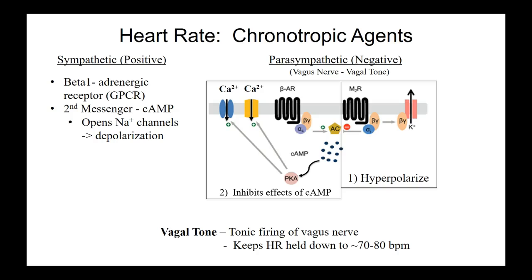Everybody following me on this? So the parasympathetic does two things. It causes potassium ion channels to open, and it's interfering with the ability of the sympathetic nervous system to make as much of that second messenger, right? And that second messenger is important for opening the sodium ion channels. Okay? So there's two things the parasympathetic does to interfere with the ability to increase heart rate. So I see some puzzled looks out there. Yeah.